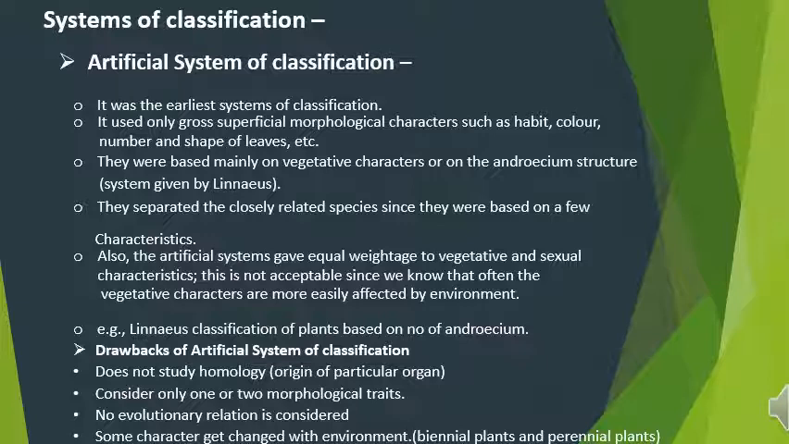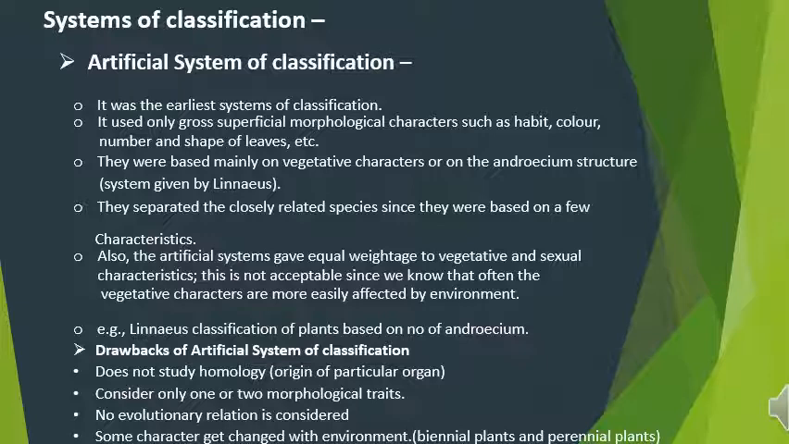The artificial system of classification is the earliest system of classification that used superficial morphological characters, such as the habit of the plant, the habitat of the plant, the colors, number and shapes of the leaves, etc. Or you can say it classifies under the morphological, or the physical looks, that you can easily see.